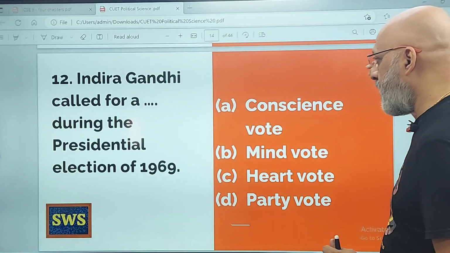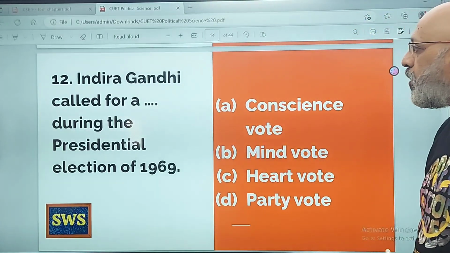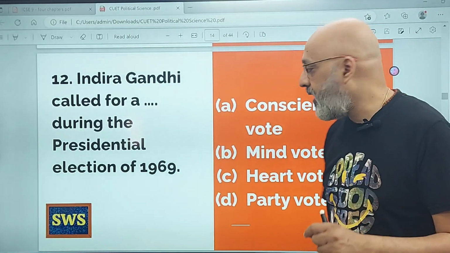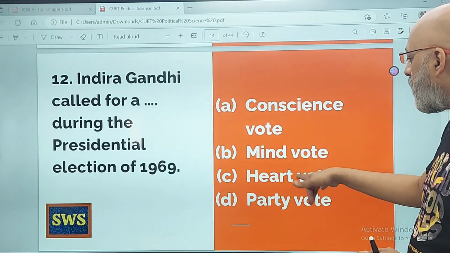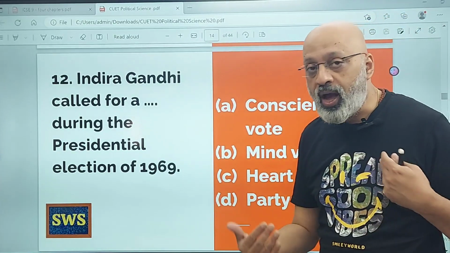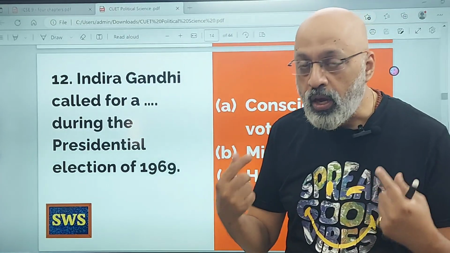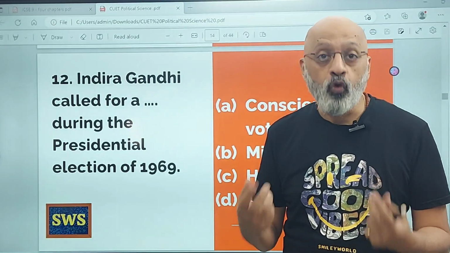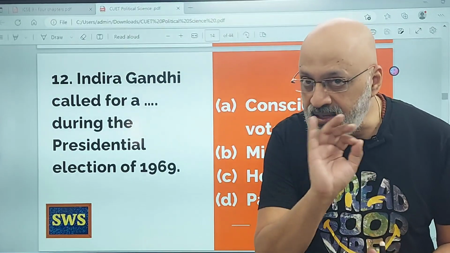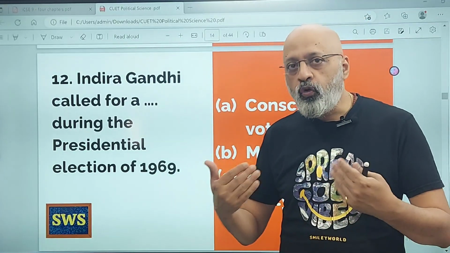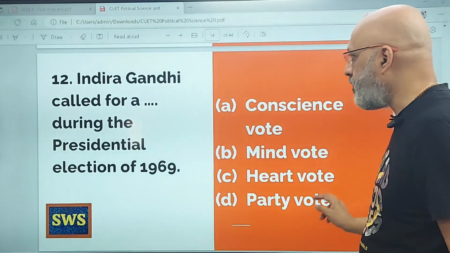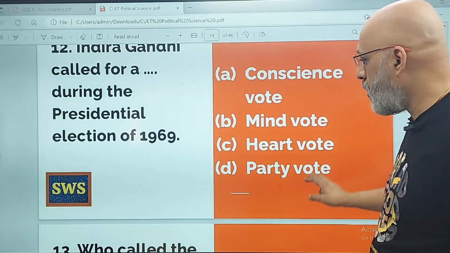12वां प्रश्न आपके सामने आपके स्क्रीन पर. Indira Gandhi called for a dash during the presidential election of 1969: conscious vote, mind vote, heart vote, and party vote. She called for a conscious vote, कि आपके जो मन में है, दिल में है, उसके हिसाब से आप वोट कीजिए. Conscious का एक्चुअली दिल और मन is not the correct Hindi translation, right? But you vote according to what you think is the right thing to do, right? So conscious vote it was called.